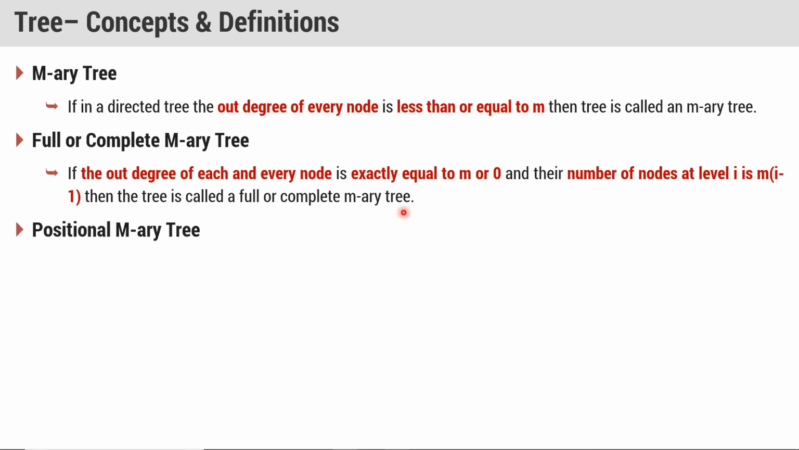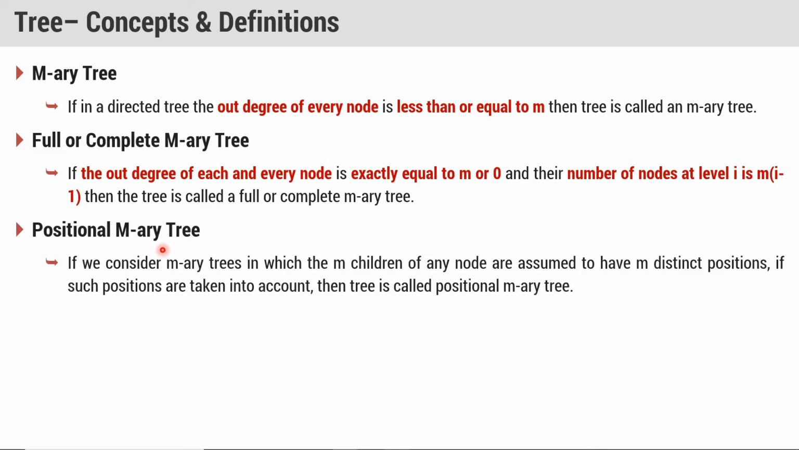Then positional M-ary tree. If we consider an M-ary tree in which the M children of any node are assumed to have M distinct positions, if such positions are taken into account, then the tree is called a positional M-ary tree.